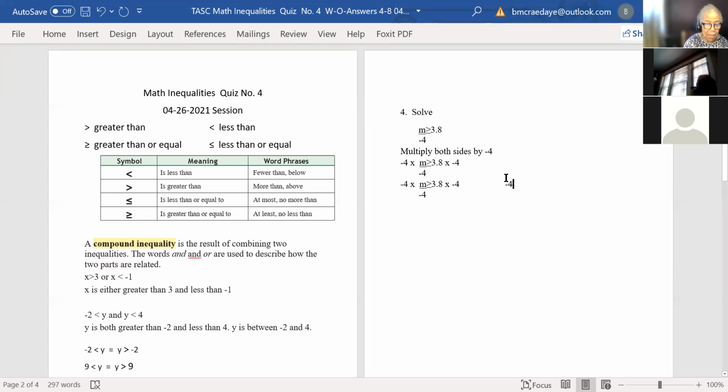Let me just put it here. Minus 4 divided by minus 4, that would be 1. That's right, 1. Because anytime you divide a number by itself or a variable by itself, you get 1. So this would be equal to 1. So that means what we have left is just m, right? Because m times 1 is just m. So we can take this out. Take out the minus and take out this -4.